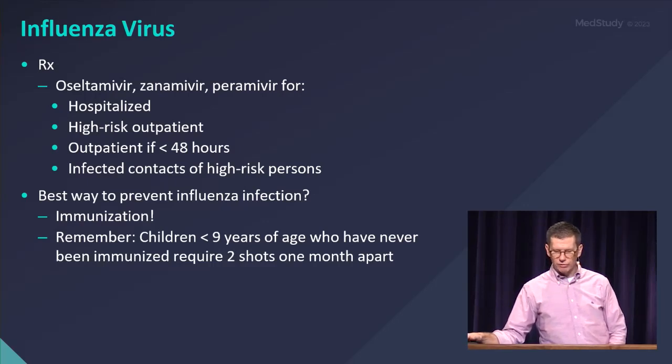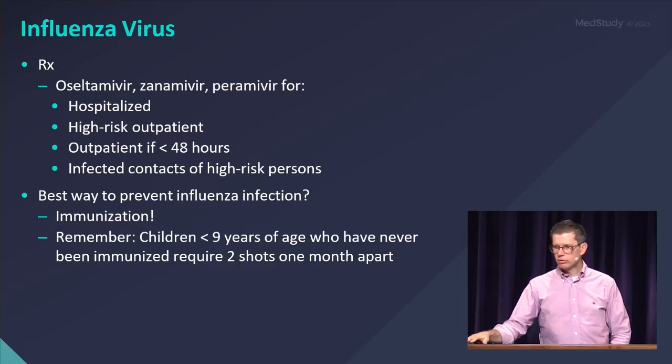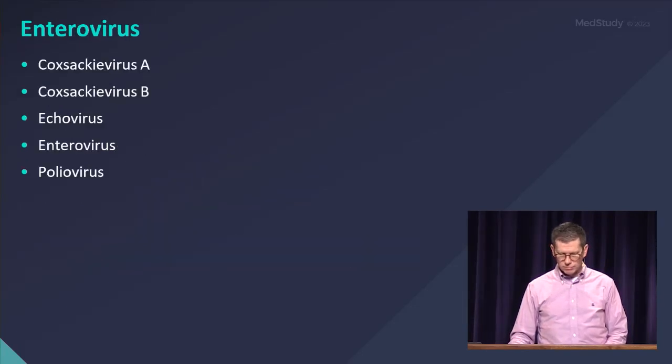And the best way to prevent influenza infection is your annual flu vaccine. And remember, kids who are less than 9 who have never had a flu vaccine need to get 2 doses at least 4 weeks apart.